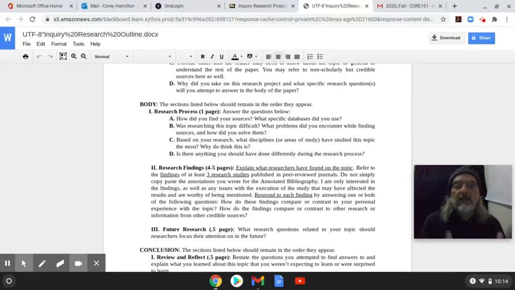And this is where you'll guide me through. Did you go to Shipman Library? Then you can even tell me what you clicked on. What search terms did you use? And then you can tell me if it was difficult or not. What problems did you encounter while looking for these sources, and how did you solve them?